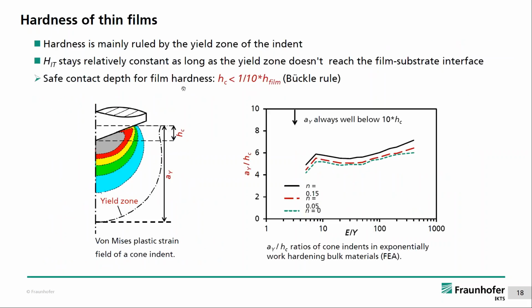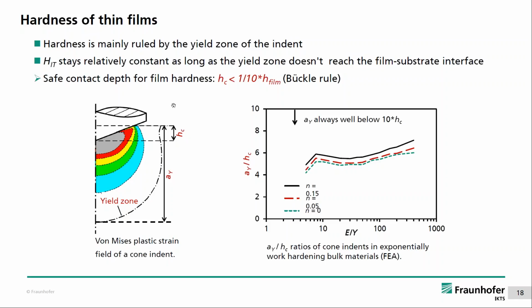For hardness measurements on thin films, there's a safe rule. It's called the Bückle rule. That means if you only indent 10% or lower of the film thickness, contact depth, you are safe to get the hardness of the thin film and not substrate influence.